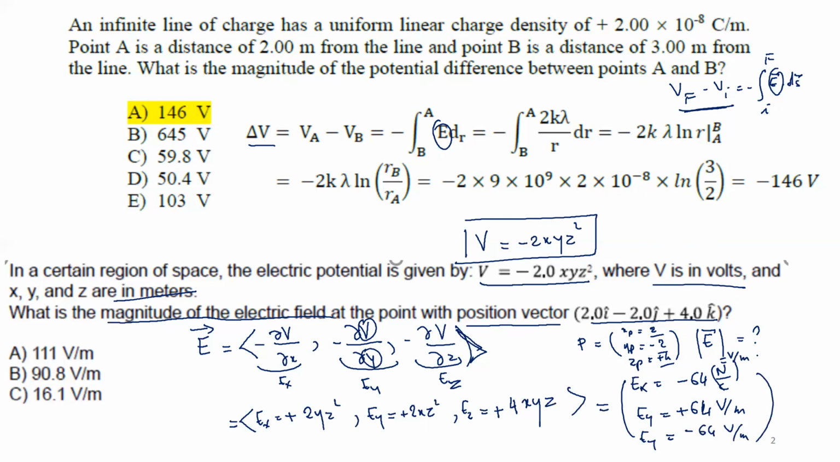So the magnitude will be the square root of 64 squared plus 64 squared plus 64 squared. All of them have the same magnitude, just the sign is different, and when you square it, it doesn't matter. So you calculate it and take the square root, of course, and you get 111 volt per meter.